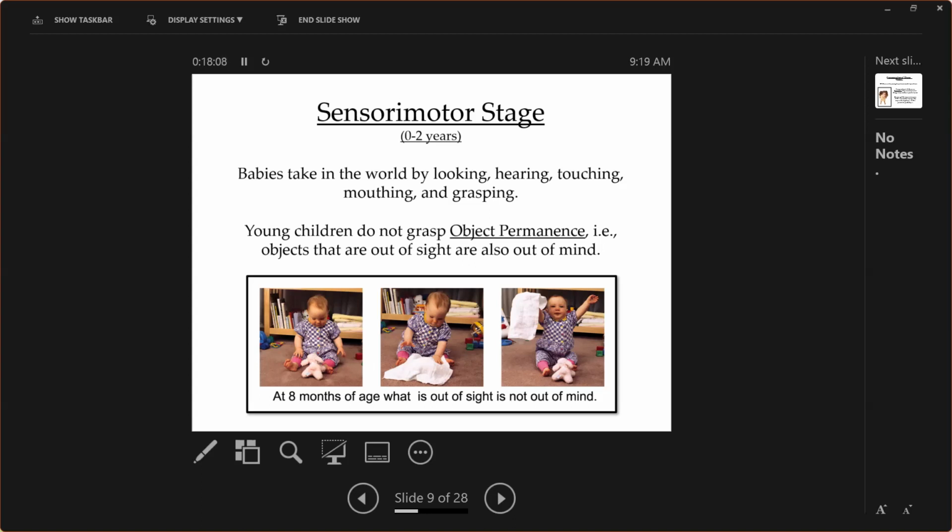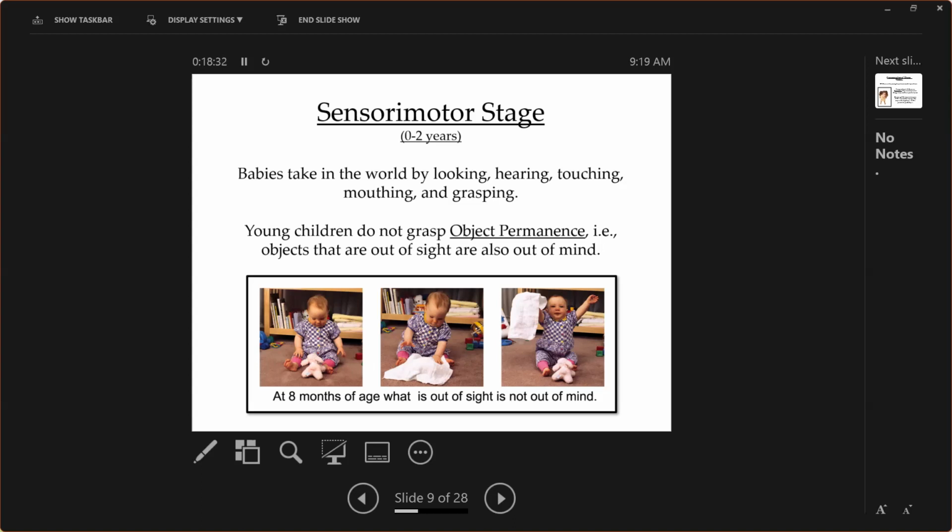Very, very young children do not have object permanence, which means that things that are out of sight are also out of mind. And so as we get older, we understand that if I took my chalk that I have right here and I put it behind my back, you all know it's still there. Unless I'm like a magician, which I'm not, and I magically make it disappear, it's still there.